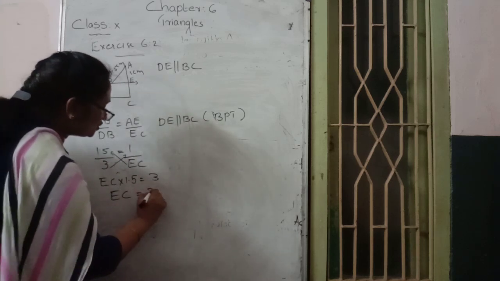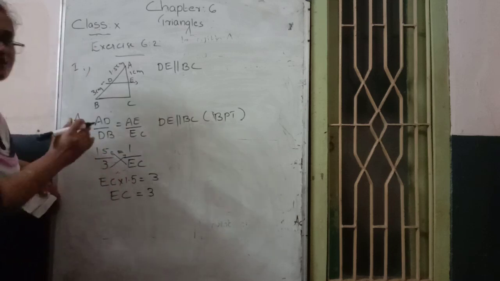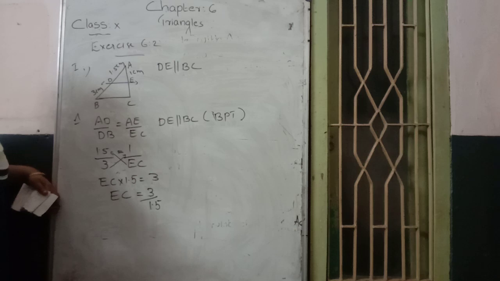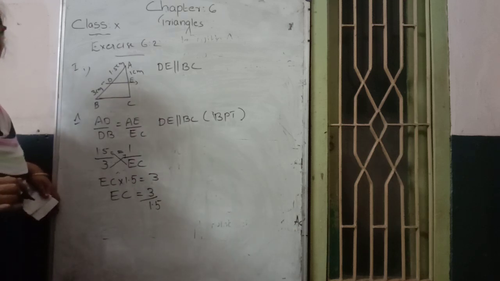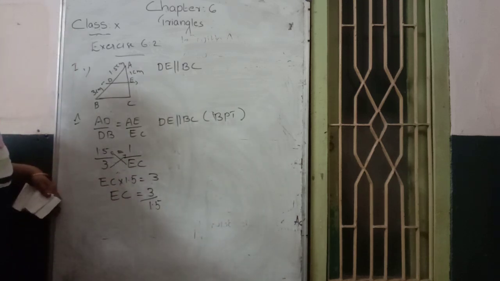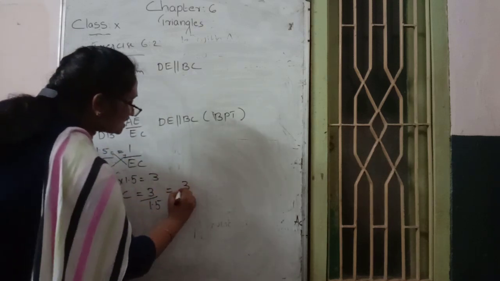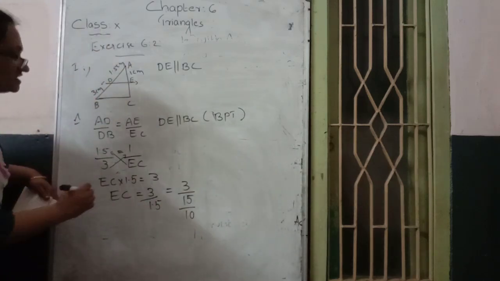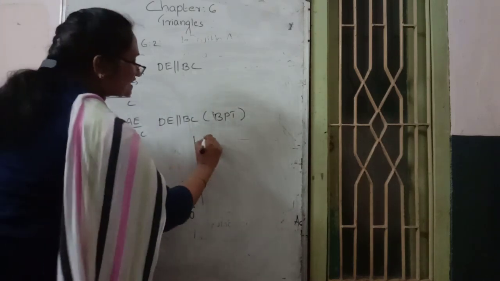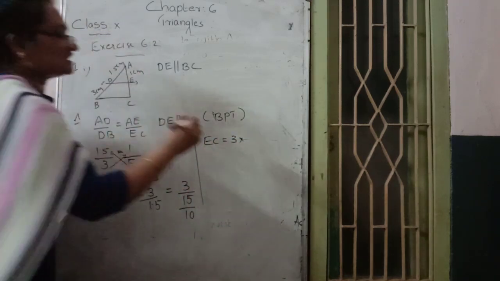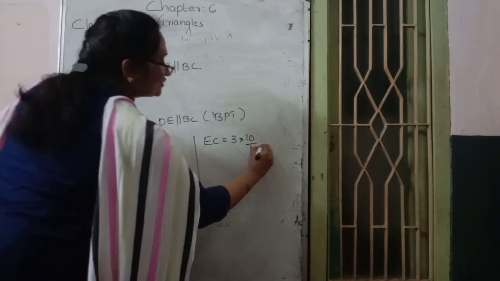Again our aim is to find EC side value. EC is equal to, the multiplying number goes to the right side, where it becomes the denominator. So 1.5 comes. Again problem, 1.5 has a decimal point. How to remove the decimal point? Divide with 10, since there is 1 place after the decimal point. So we can write 3 by 15 by 10. A fraction on the denominator means reciprocal: EC is equal to 3 times 10 by 15.